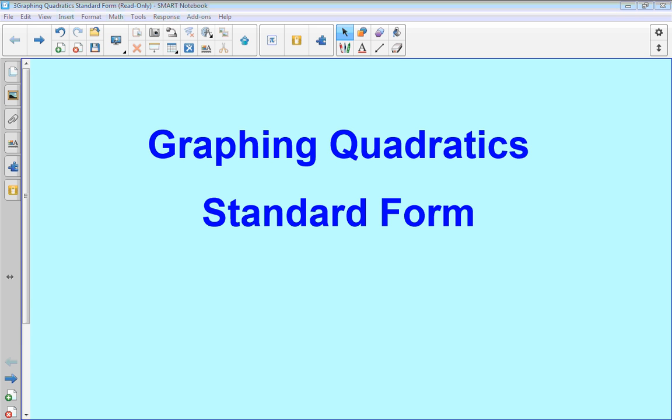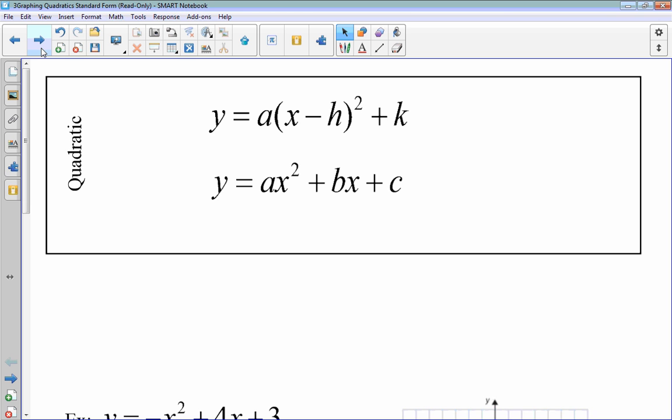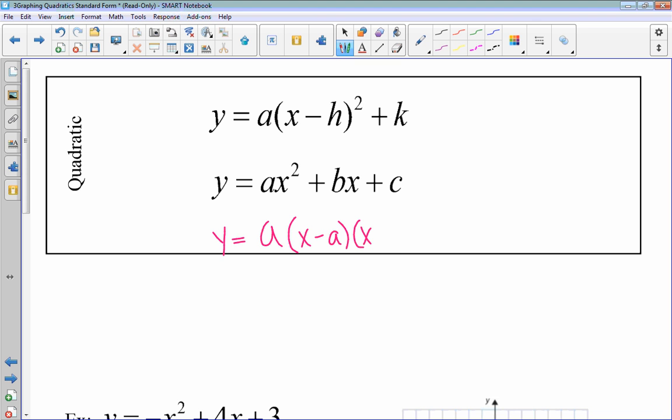This is going to be our last lesson on graphing quadratics. Today we're going to learn how to graph from standard form if we can't factor. So far we know vertex form, which is our first one, and standard form, which is our second one. Last lesson we talked about our intercept form, but today we want to talk about standard form again.